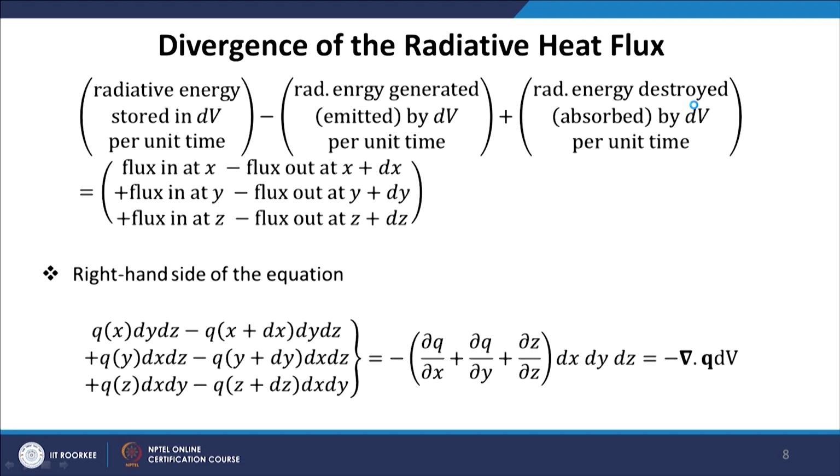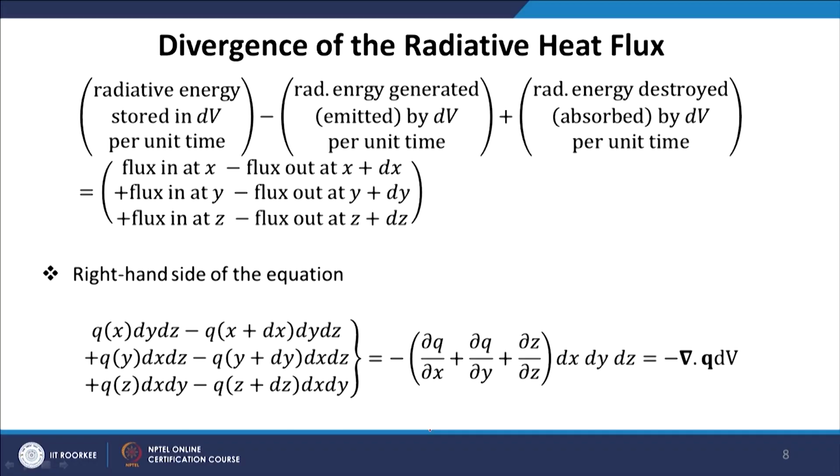Radiative energy stored in dV per unit time, that is the change of radiative energy in this volume per unit time, minus radiative energy emitted plus radiative energy destroyed or absorbed by this volume should be equal to, so the left hand side is the total change in volume per unit time and the right hand side is the flux. So, flux of radiative energy at face x minus flux of radiative energy at face x plus dx, and the same thing we have to do on the 6 faces.